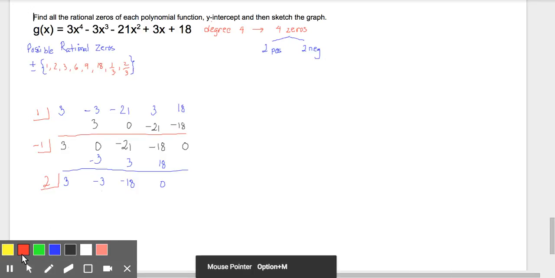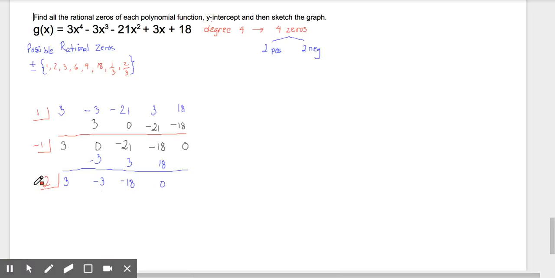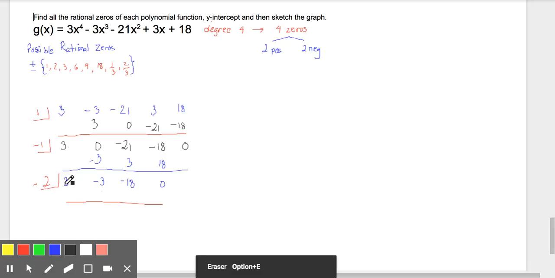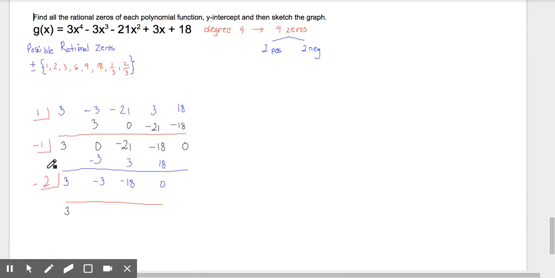Now this time, let's try if negative 2 is a 0. So 2 doesn't work, we try negative 2. Which is okay to try negative 2 because we're looking for a second negative 0. So we bring down 3. 3 times negative 2 is negative 6. Negative 3 minus 6 is negative 9. Negative 9 times 2 is negative 18. There we go. We have a 0 right here. So we found our third 0.